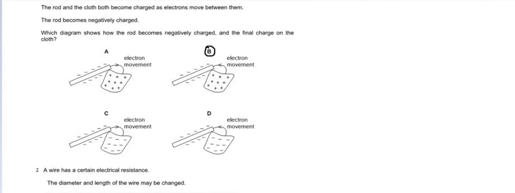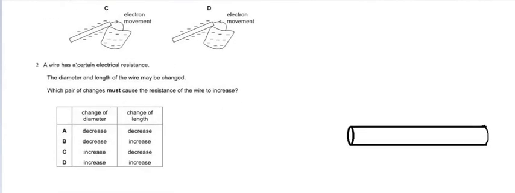Now see question number 2. The wire has a certain electrical resistance. The diameter and the length of the wire may be changed. Which pair of changes must cause the resistance of the wire to increase? So we have seen the relation between the resistance and the length and the cross-sectional area of the rod. Suppose this is a wire or a rod, and if we assume this is the length of the rod and this is nothing but the cross-sectional area.